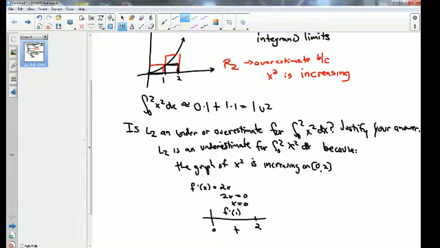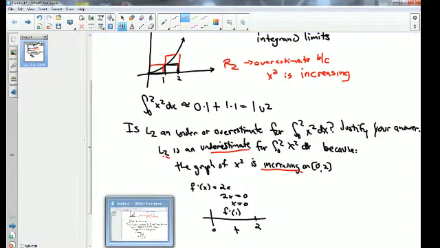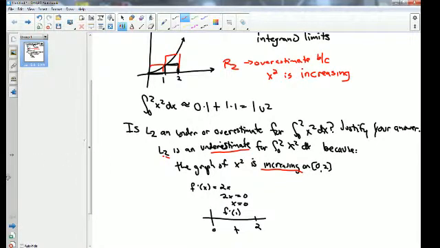So notice the opposite here. L2 is an underestimate if we have an increasing function. R2 is an overestimate if we have an increasing function. They're opposites, right? Does that make sense? Is x squared increasing, or do you have to say f is increasing, if f of x equals x squared?